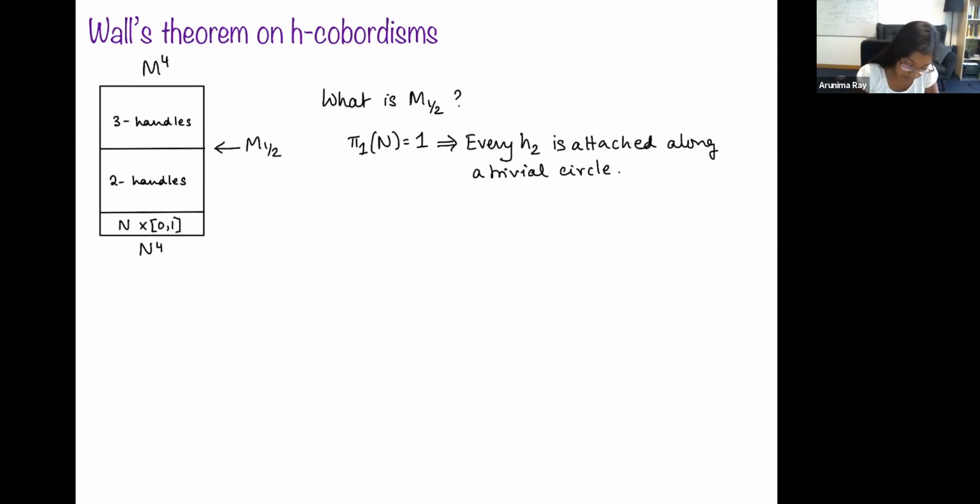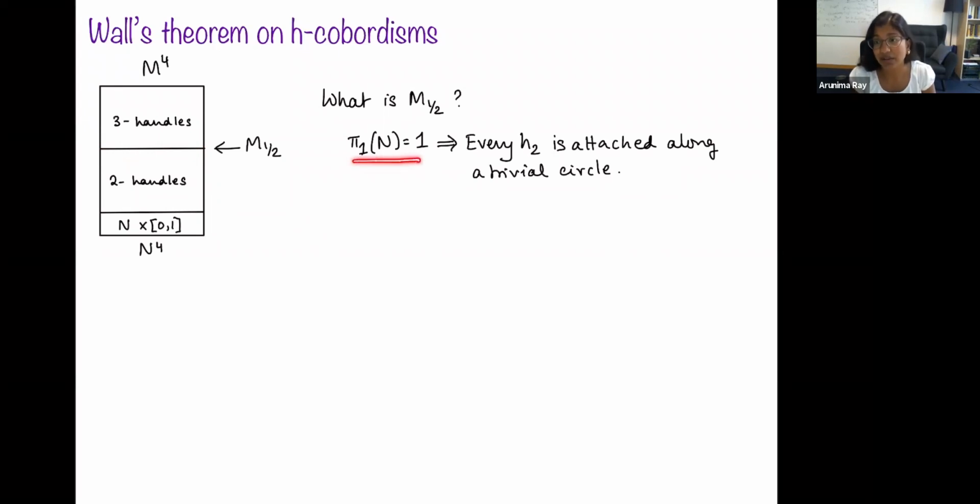So here it is again on the left-hand side. And this middle level, after all the 2 handles have been attached, I'll call that M1/2. And then the question that we need to understand is what is M1/2? So we know M1/2 is obtained by starting from N cross interval, and attaching 2 handles, but I know that N is simply connected.